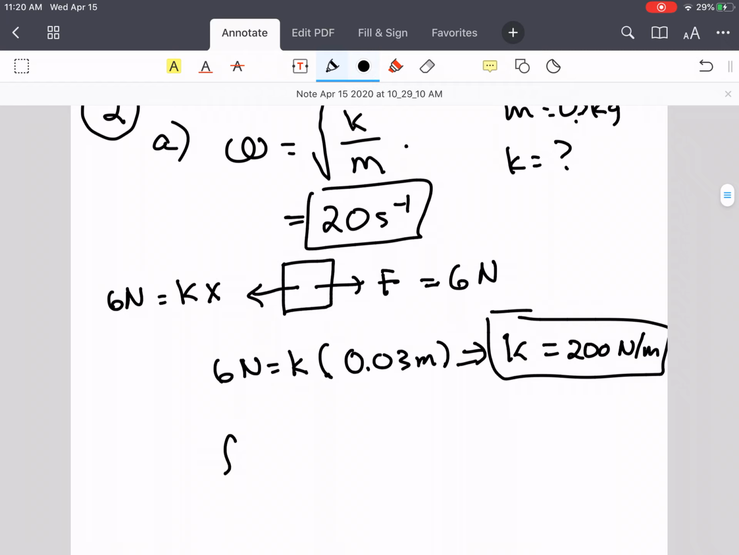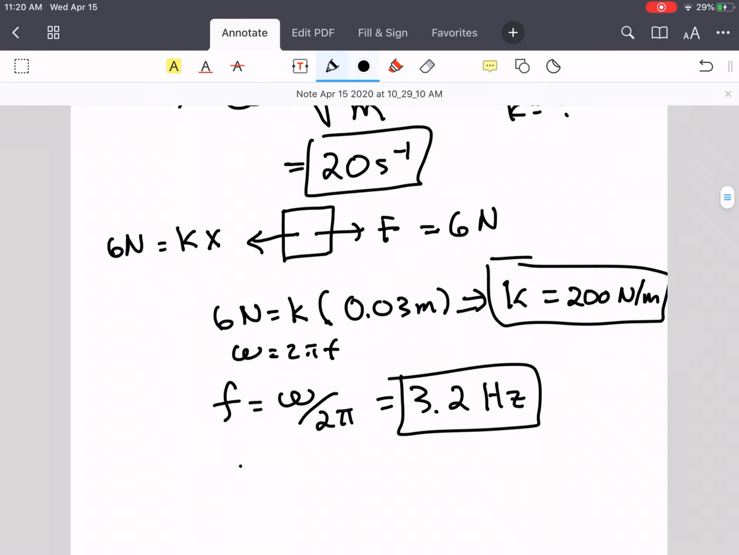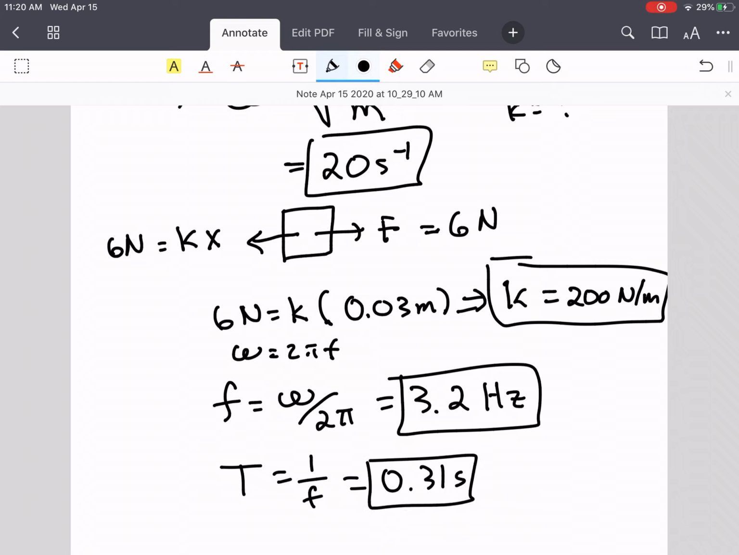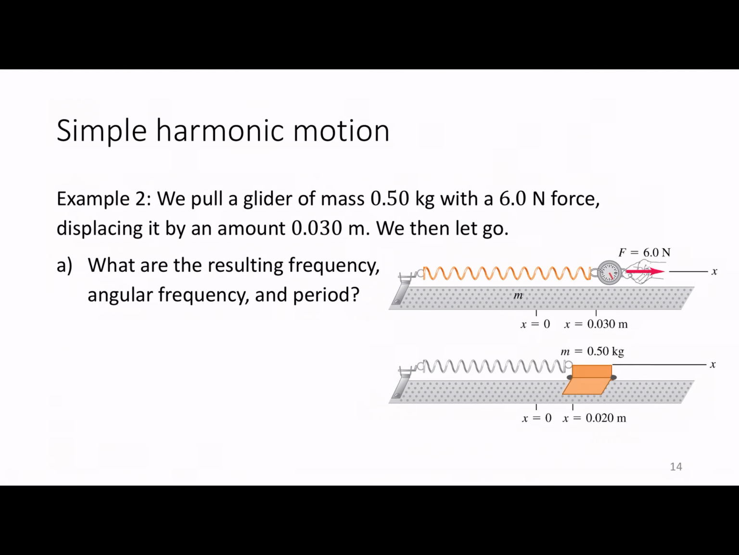So for example, the frequency, so if omega is 2 pi times f, then frequency is omega over 2 pi, which is 3.2. Units are hertz. And the period T is 1 over f, which is 0.31 seconds. So once you have omega, everything else just falls into place. Quick, quick. So there's not too much else to calculate here. That's very nice. But what I want you to do, I want you to think a little bit about what happens when I change things.